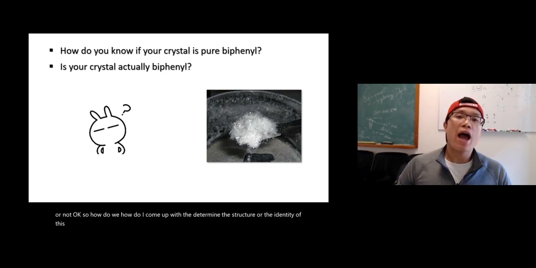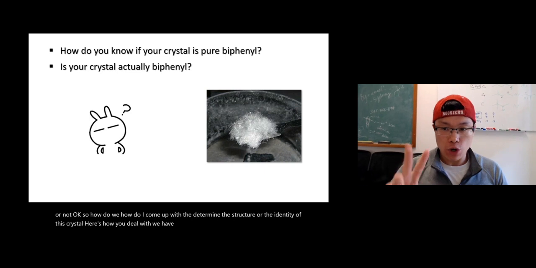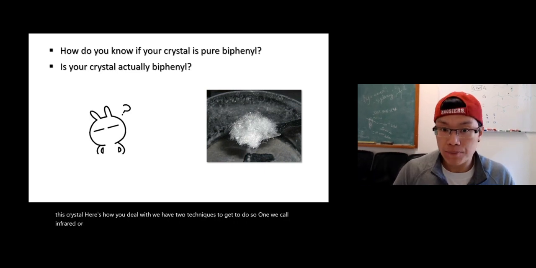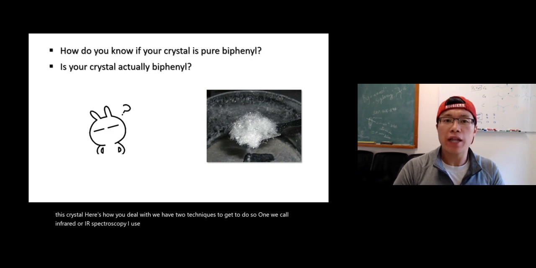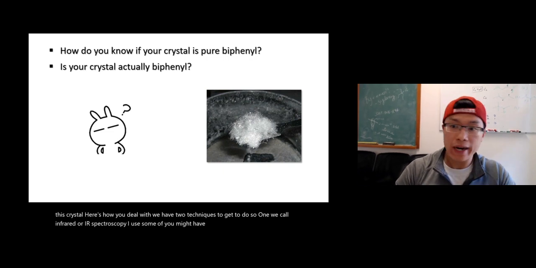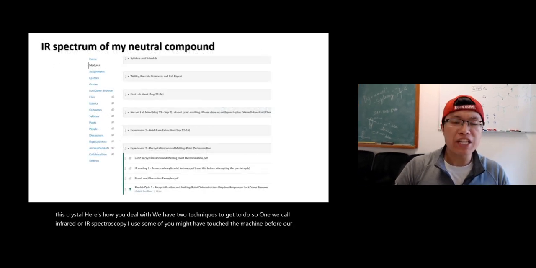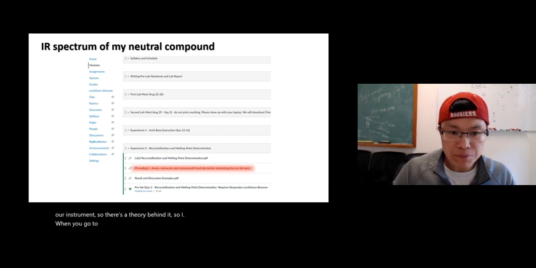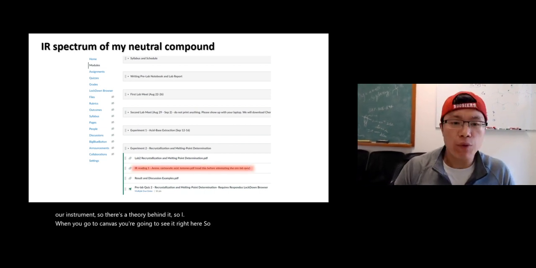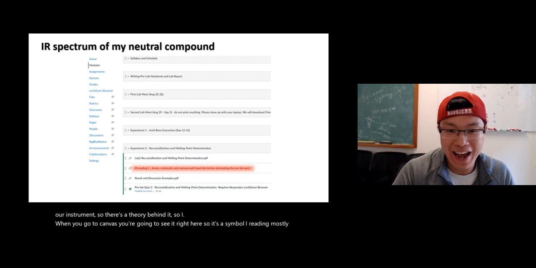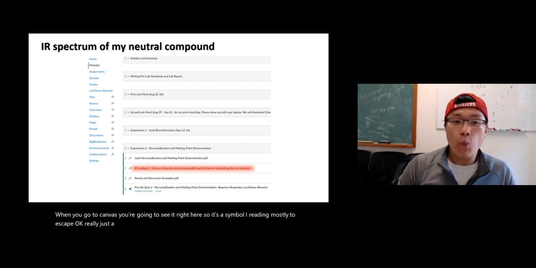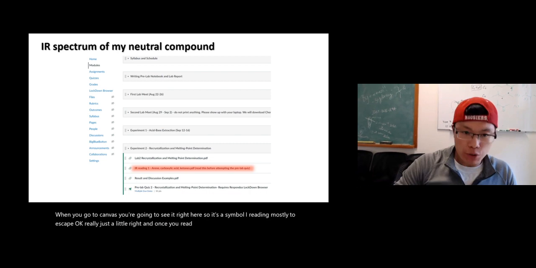Here's how you do it. We have two techniques to do so. One we call infrared, or IR, spectroscopy. Now some of you might have touched the IR instrument before. There's a theory behind it, so if you go to Canvas, you're gonna see it right here. It's a simple IR reading. Read that a little, and once you read that, you're gonna understand how this works.